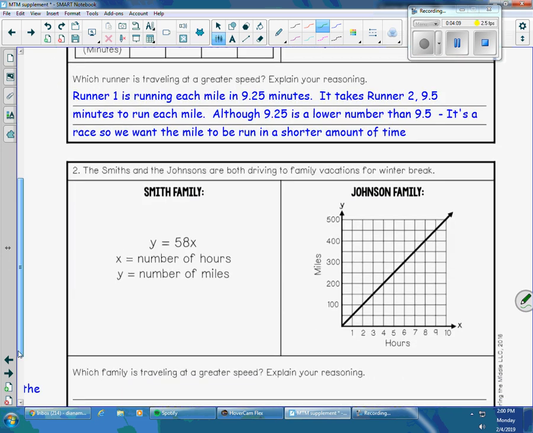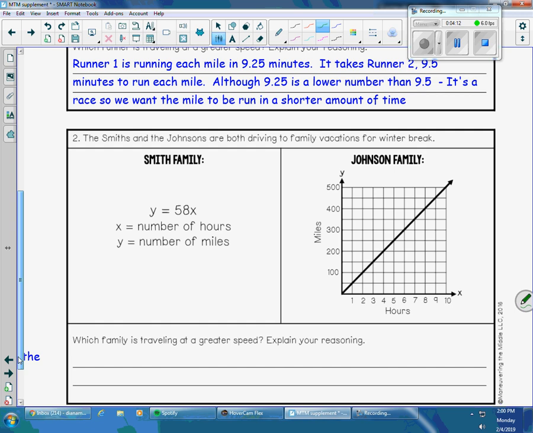All right, the next scenario. The Smiths and the Johnsons are both driving to family vacations for winter break. So the Smith family, this is our equation that represents the number of miles is equal to 58 times x. So in 1 hour, they're going 58 miles, right? So we're traveling at a rate of 58 miles per hour. So I'm just going to say our rate, 58 miles per hour.